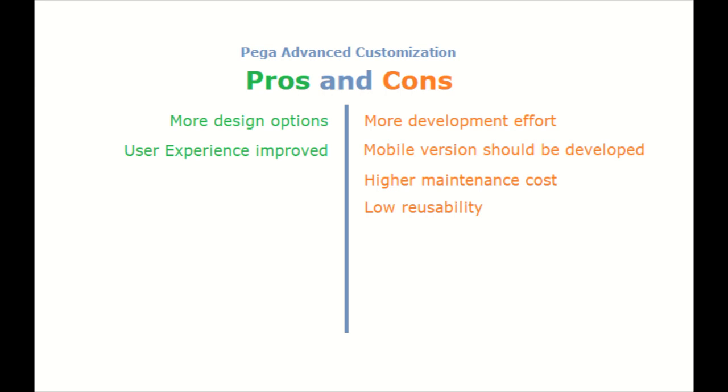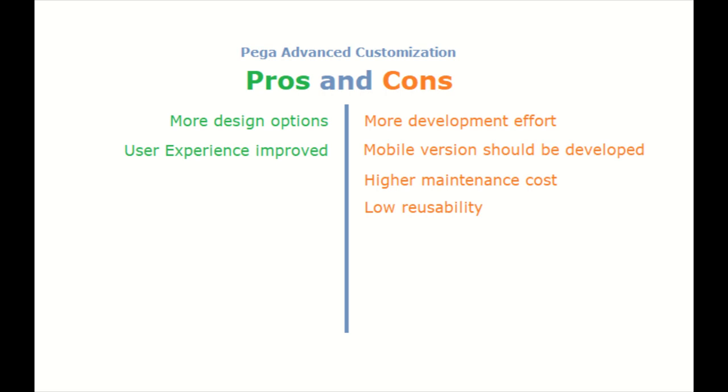User experience improved. With more design options and the possibility to create new components, you can improve the user experience by creating a user interface with everything that you need to improve the experience of your users without limitations. And about the disadvantages, we have more development effort. With Pega, we may develop an application quicker than with Java, but if you are writing code for the custom component, it means that you are following the traditional development way, increasing the effort and cost of your project.